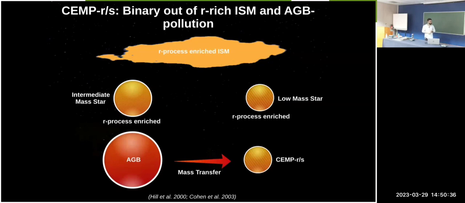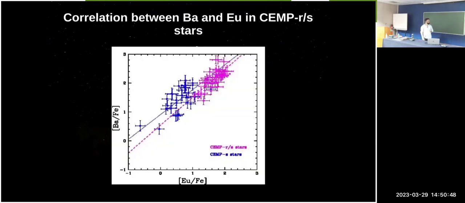In all these scenarios, we have seen that s-process and r-process elements are produced in different stellar sites, and somehow they come to the star that we are observing as a CEMP-r/s star now. But there is a tight correlation between the s-process element barium and the r-process element europium, and this is noticed for both CEMP-s and CEMP-r/s stars.